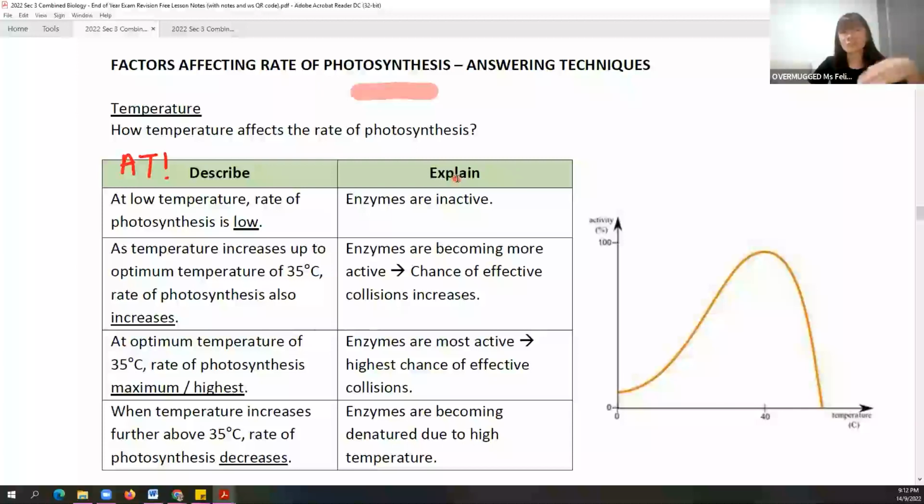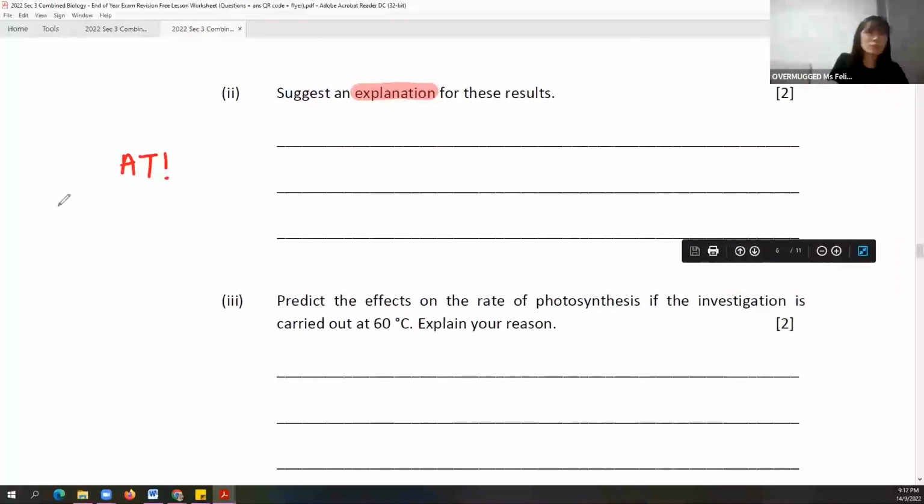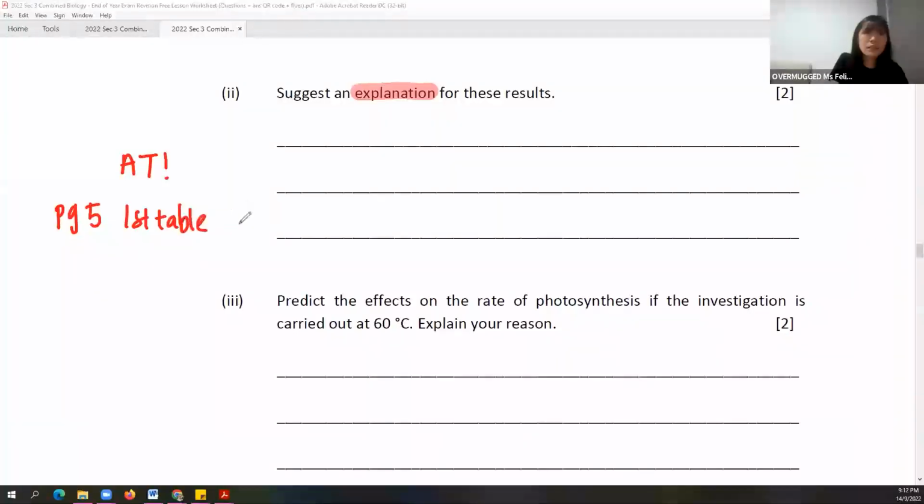For this question, the graph is going up, the temperature is increasing, right? So we choose this one, the temperature increases. So you copy this whole chunk. First you must tell me that there's enzyme, and then you copy this whole chunk. So that will be the answer for part 2. Page 5, first table, second row, right column. This one you copy on your own at your own time. But let's move on to part 3.